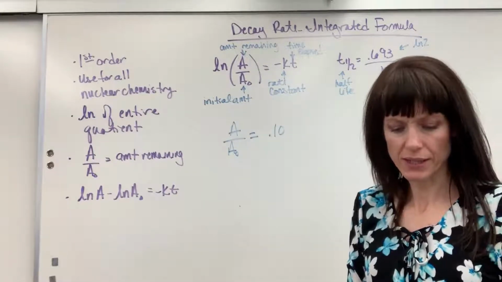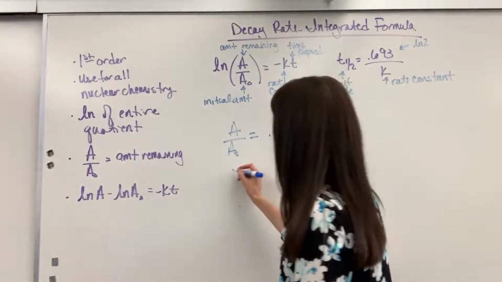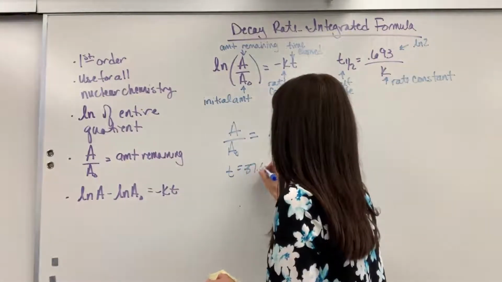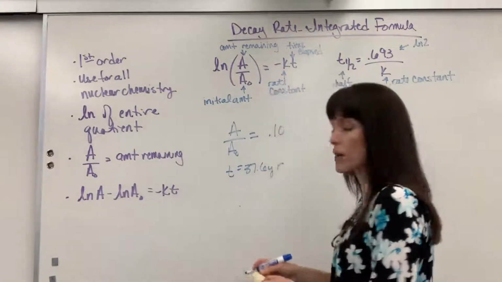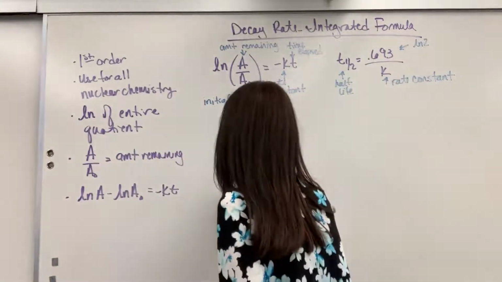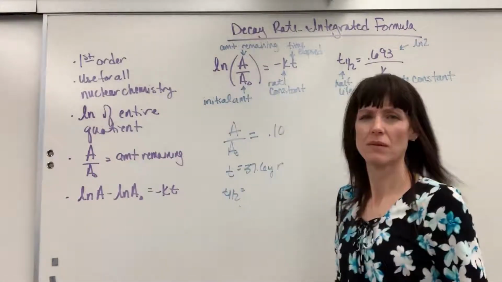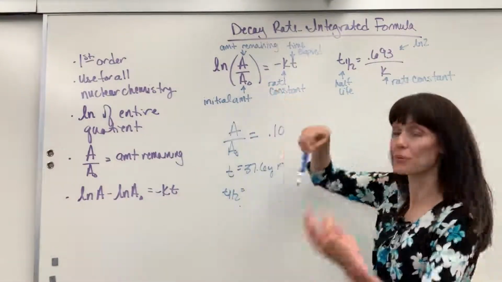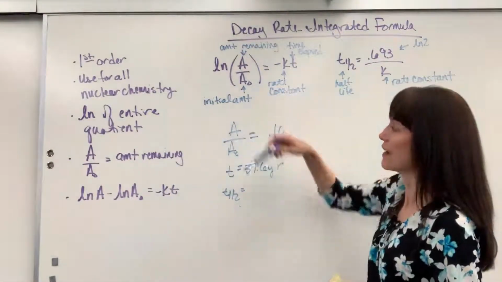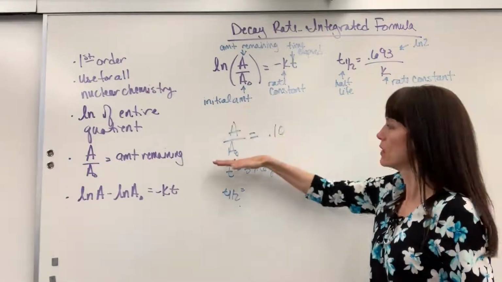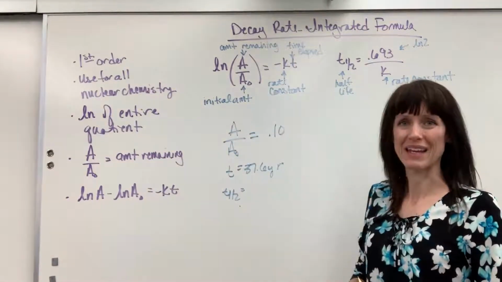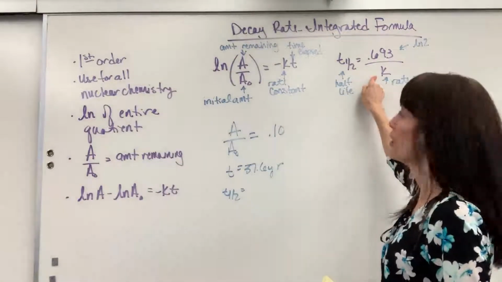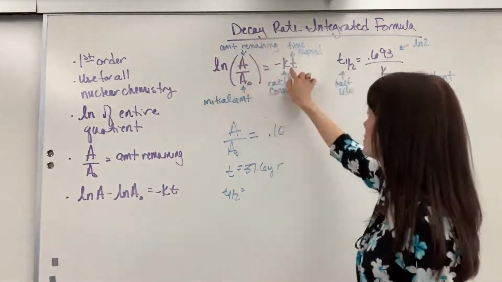In addition to that, they tell us that the time elapsed was 37.6 years, and it wants to know what's the half-life. So it almost feels like there's not enough information, but remember that 10% gives you the ratio of both the A and the A naught, the initial amount compared to the amount remaining. So to find half-life, I have to have K. We're going to have to use this formula here to determine K.